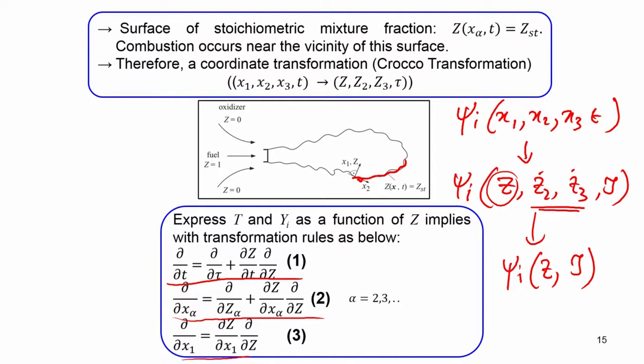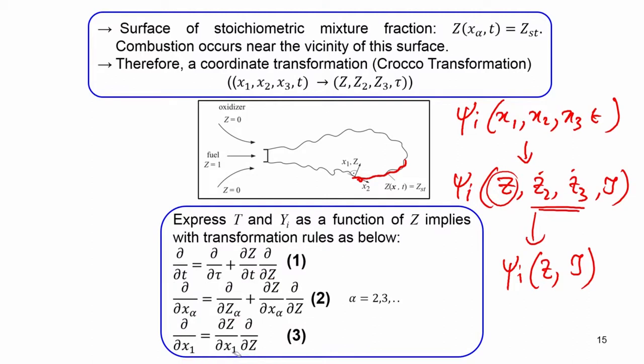So that is what we are trying to do here, and for that we have introduced this thing, where essentially z varies perpendicular to the flame, which is the isocontour of z itself, and that is defined by z(x,t) equal to z_st. So this is the approach, and to do that we introduce this coordinate transformation.